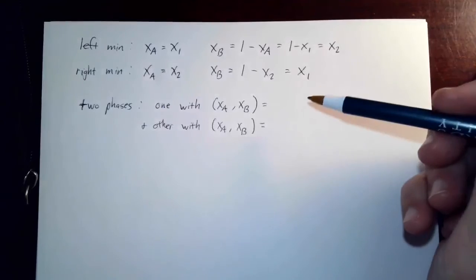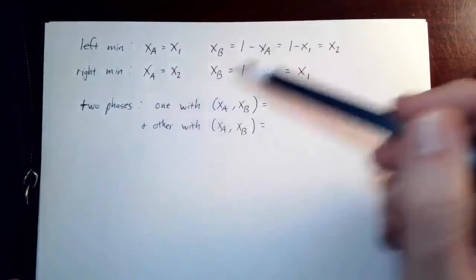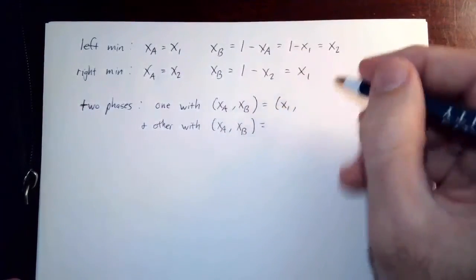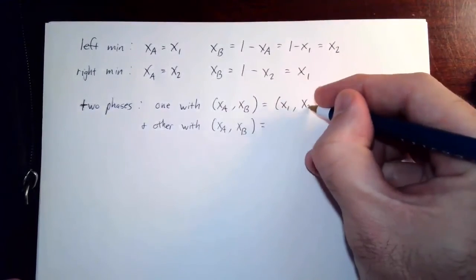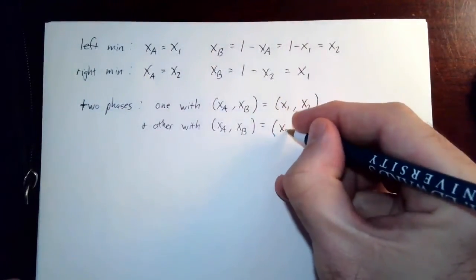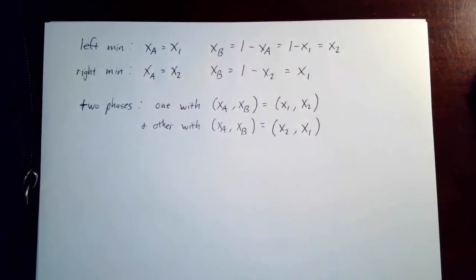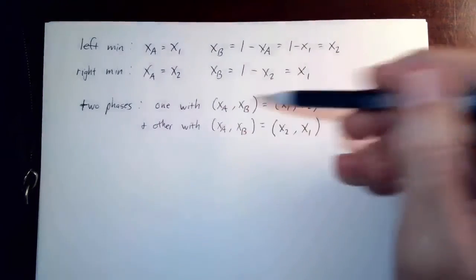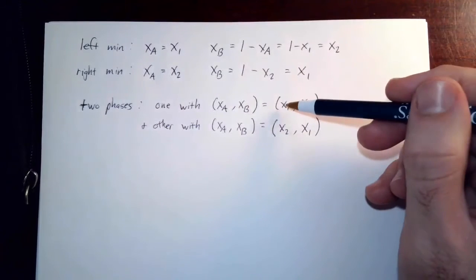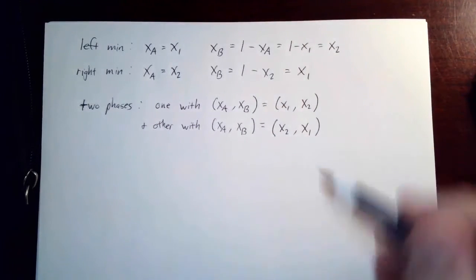So what are these two phases that we end up with at the two minima? One of them is where XA is equal to X1 and XB is equal to X2. And the other is when XA is equal to X2 and XB is equal to X1. So notice that these two phases are still mixtures themselves, but they have flipped the mole fractions.